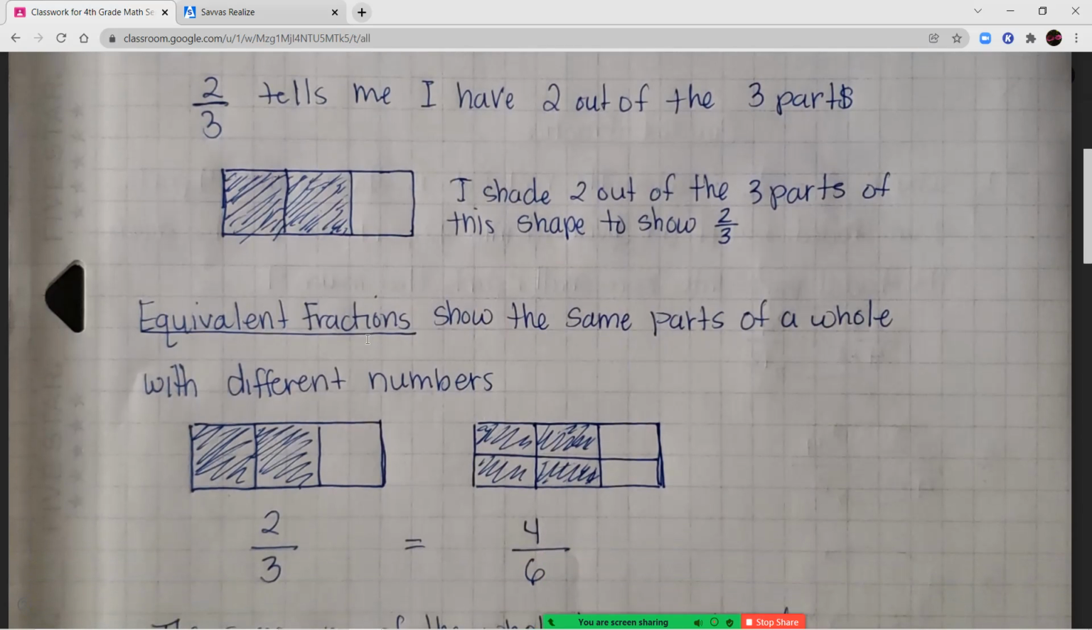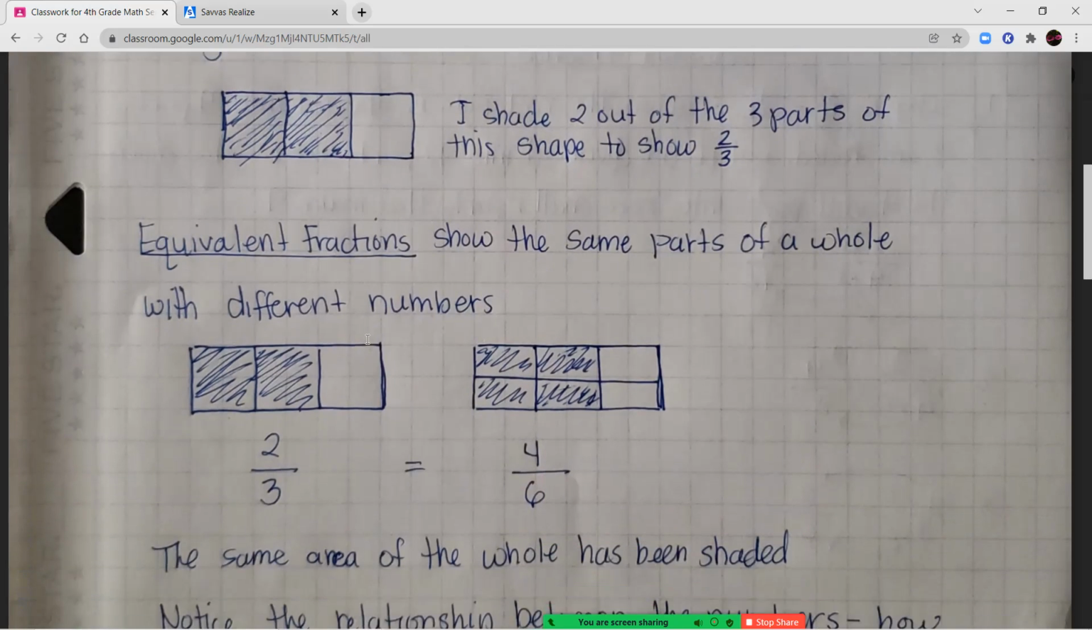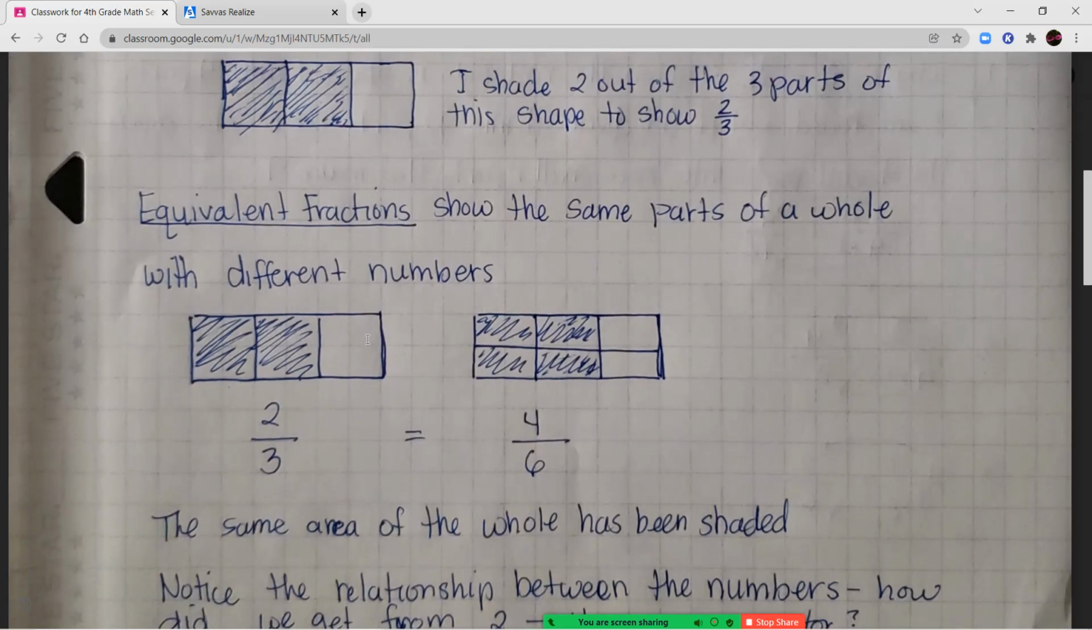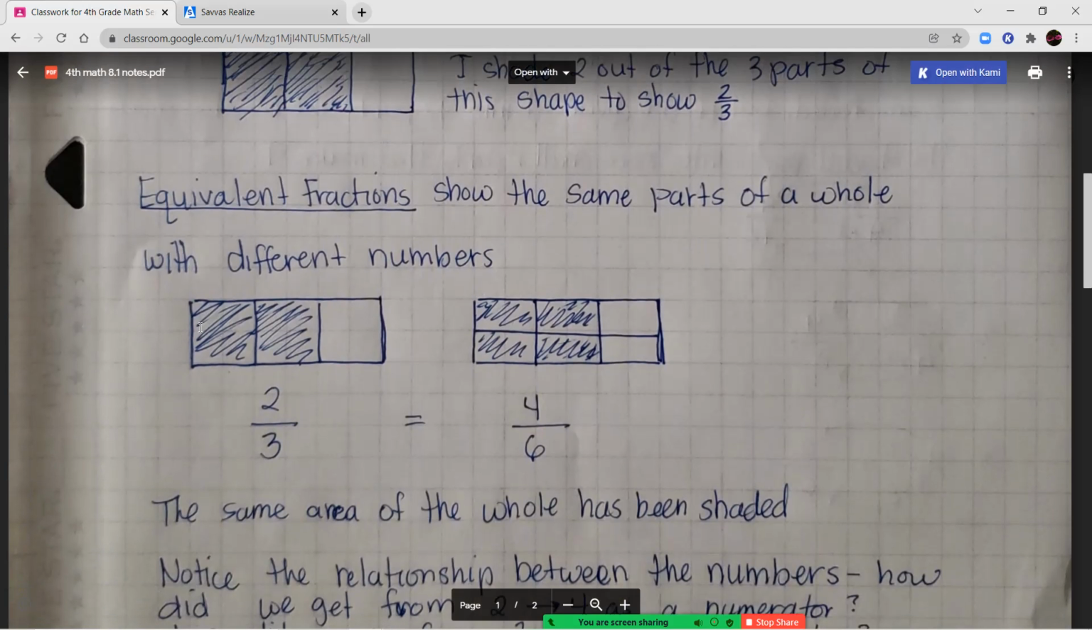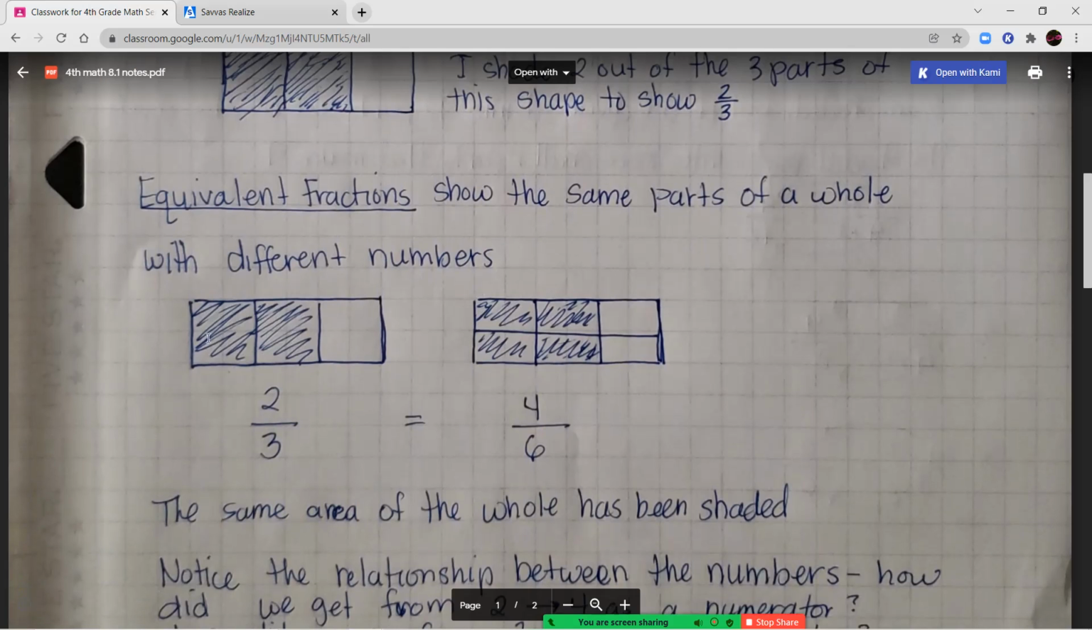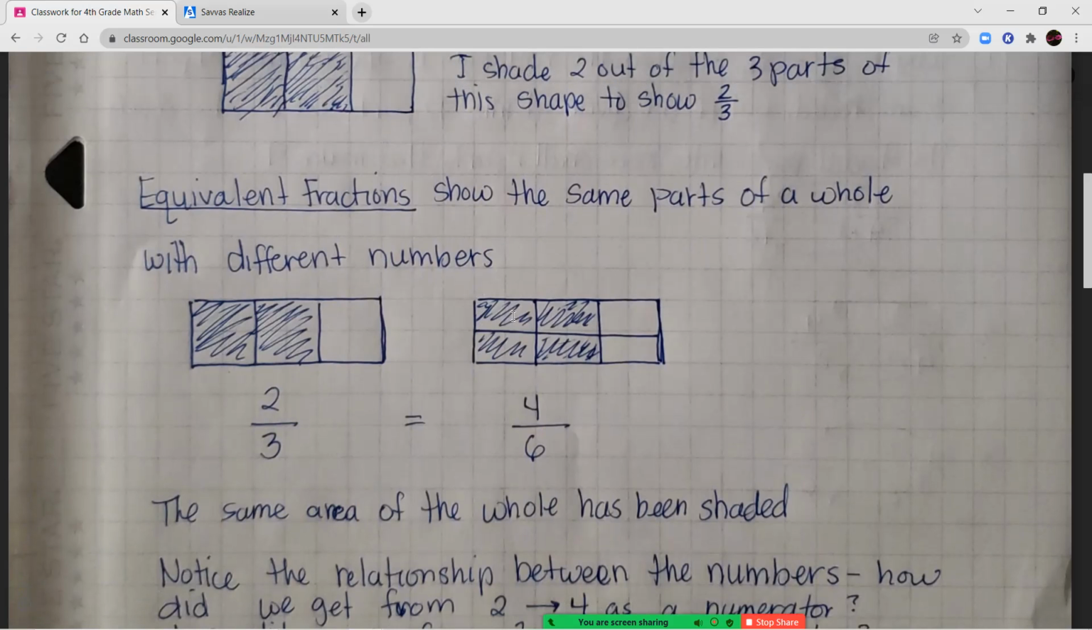Now, as far as equivalent fractions go, equivalent fractions are fractions that show the same part of the whole that's being shaded, just using different numbers. So 2/3, if I took the same shape and I drew it over here, but I cut it across the middle, now I have twice as many pieces. So each one of these pieces was cut into 2 parts. So 2/3 over here, the same amount is shaded out of the 1, 2, 3, 4, 5, 6 pieces now.